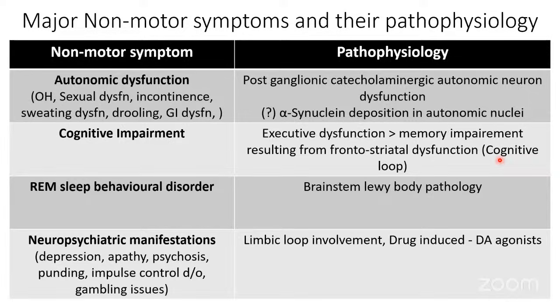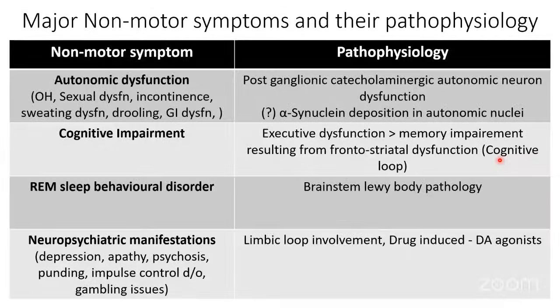Now coming to the non-motor symptoms. Autonomic dysfunctions like orthostatic hypotension, sexual dysfunction, urinary incontinence, sweating dysfunction, drooling and GIT dysfunctions are due to post-ganglionic catecholaminergic autonomic neuron dysfunction due to alpha-synuclein deposition in the autonomic nuclei, Lewy body deposition. Then cognitive impairment is seen more as executive dysfunction as compared to memory. It is due to frontostriatal dysfunction, that is the cognitive or associative loop.